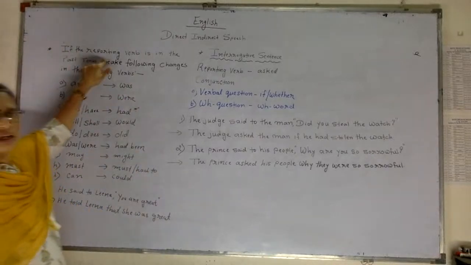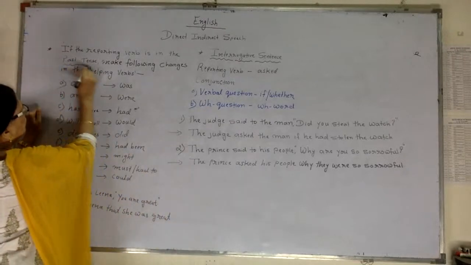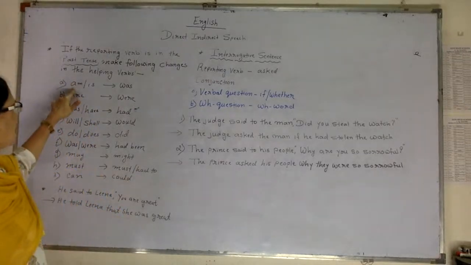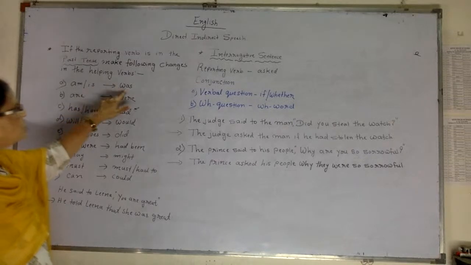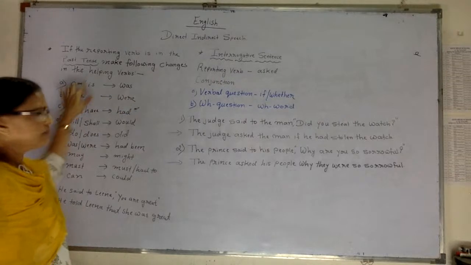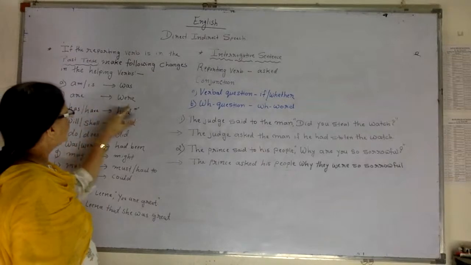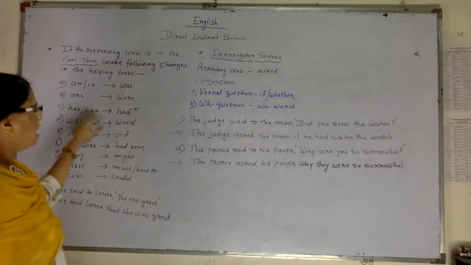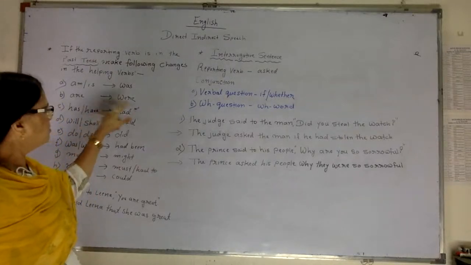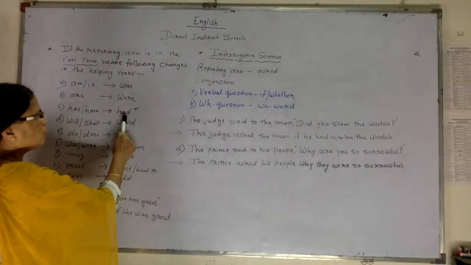That means if the reporting verb is in the past tense, we have to make the following changes in the verb. Am or is will change to was. That means present tense will change to past tense, what we had seen last lecture. Are will change to were. Has or have, that is in the perfect tense, simple perfect, present perfect tense, will change to past perfect tense. That means has and have will change to had.